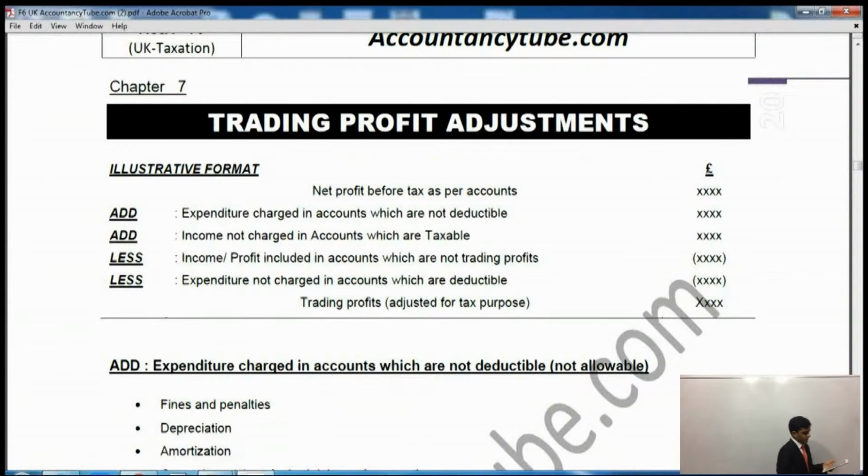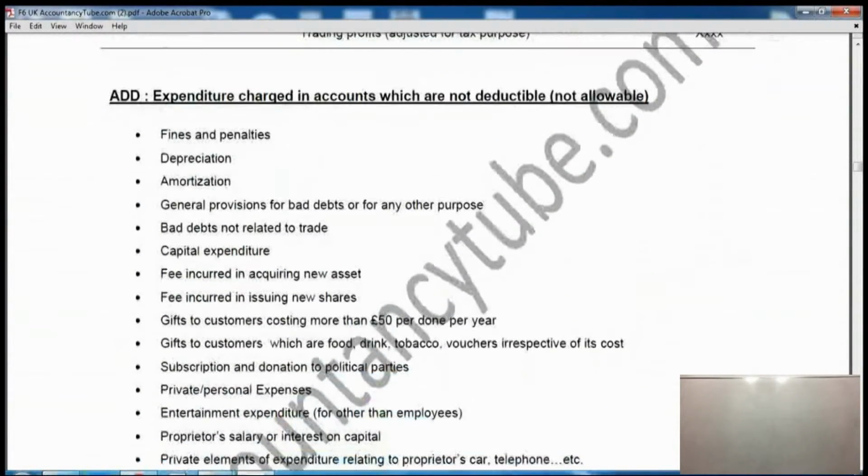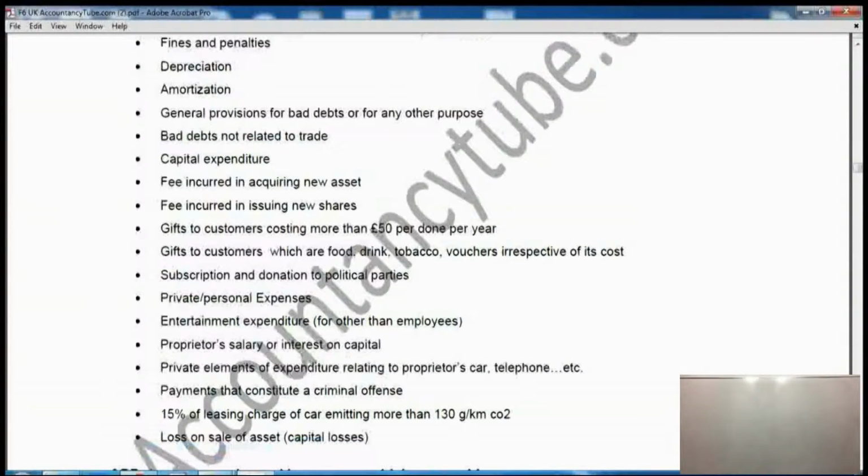Below that, as I move the screen down, it says first of all you will have to add some expenses. So what are the expenses that were charged in the first place, but you will have to add them back. Now this is a huge list of expenses. First of all, it says fines and penalties, depreciation, amortization, general provisions, bad debts, capital expenditure, fee incurred in acquiring new assets, fee incurred in issuing new shares, and gifts to customers costing more than £50 per donee.